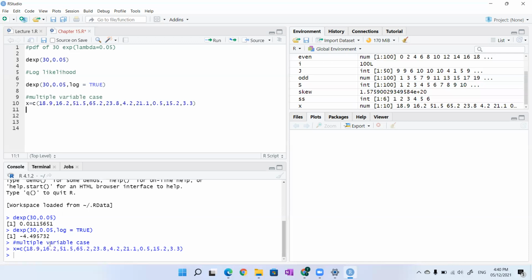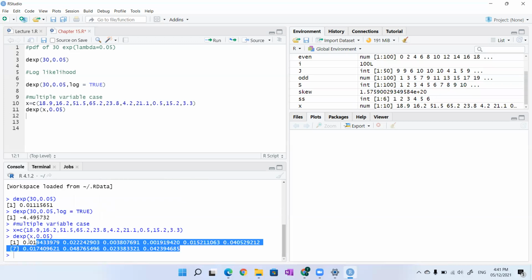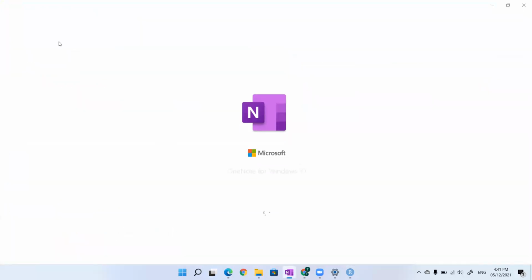First things first. Do you remember the steps in CS1 chapter 7? We always take the product of your PDF. So how do you calculate the product of your PDF? I will write DEXP. My first parameter would be this x value, and my parameter 0.05, which is the same. You will get multiple numbers. The PDF with respect to CS1 chapter 7, we always use the product of fxi. You can even see it in your OneNote. Wait, let me show it to you.